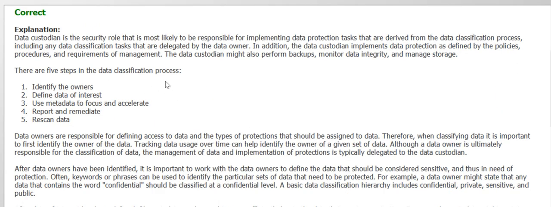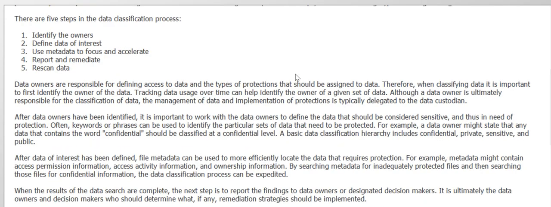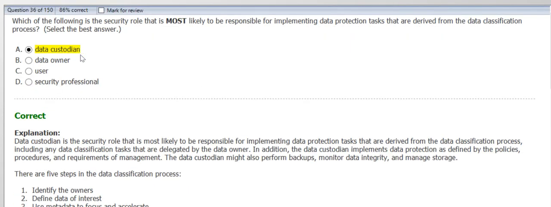There are 5 steps in the data classification process which we should remember. Identifying the owners, like who is the owner of the database or the data. Define data of interest. What are the stakeholders? Use metadata to focus and accelerate. Report and remediate. Rescan the data. So data owners are responsible for defining access to data and the types of protections that should be assigned to the data. We first identify the owner of the data, and then the data custodian is responsible for implementing all those tasks.